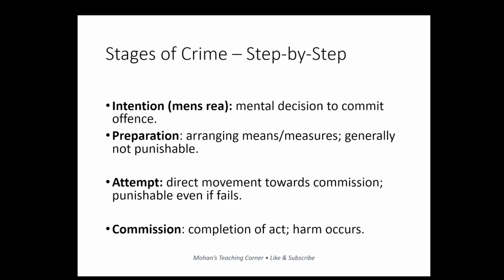So, stages of crime, step by step. One is intention, that is mens rea, the mental decision to commit the offense. Preparation, arranging means and measures, generally not punishable. Attempt, direct movement towards commission, punishable even if it fails. Commission, completion of the act, harm occurs.